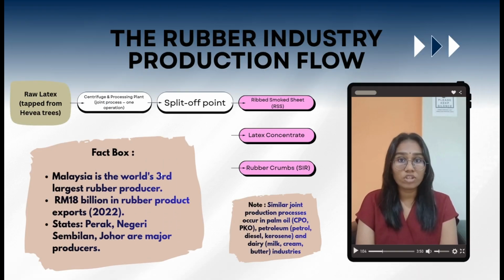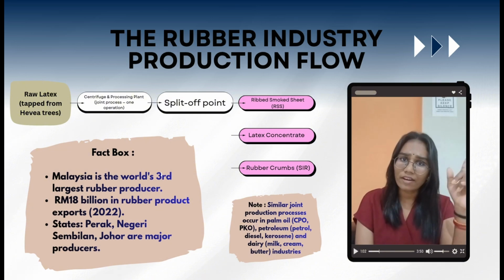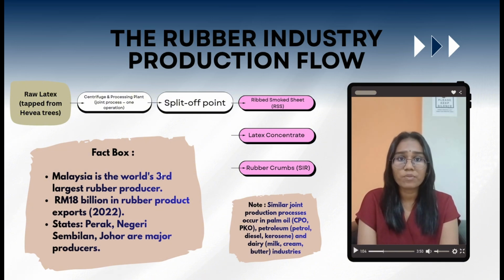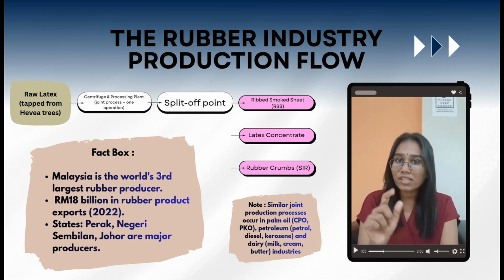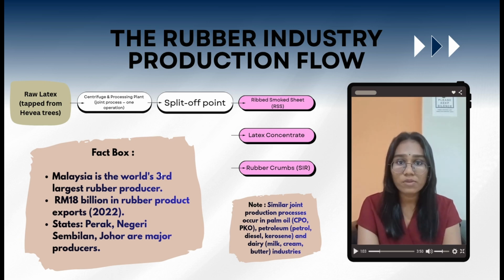Alright, now let's make this real. Let's talk about Malaysia's own rubber industry. It all starts here on the left, raw latex tapped directly from Hevea brasiliensis rubber trees. This latex then enters a centrifuge and processing plant, and this is the joint process. One single shared operation. And from this one process, look at what comes out at the split off point.